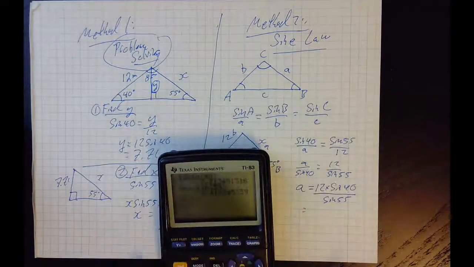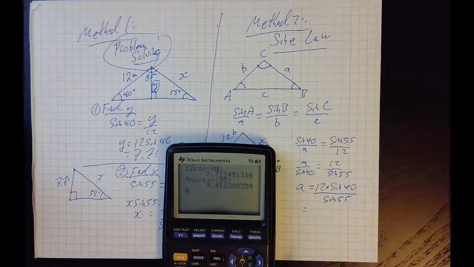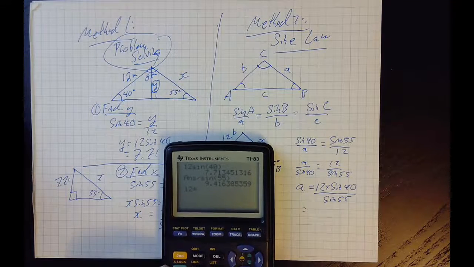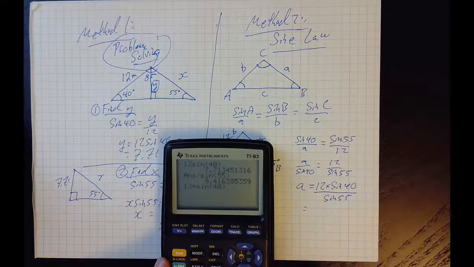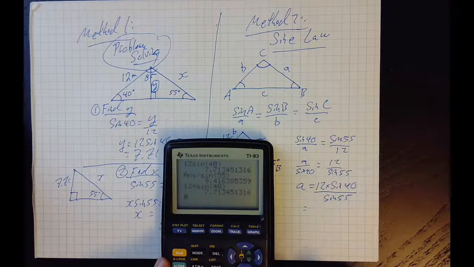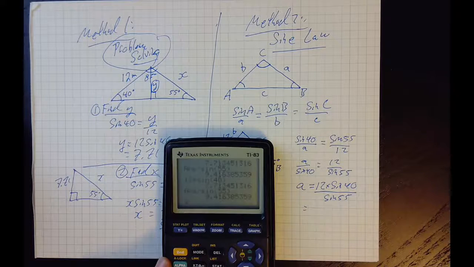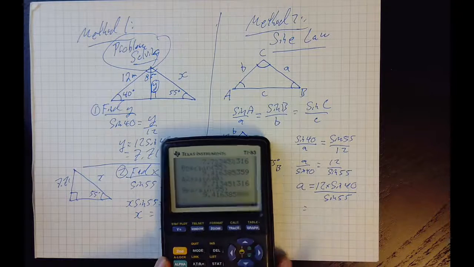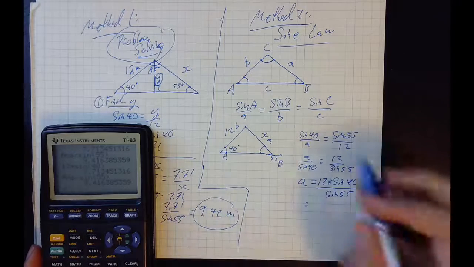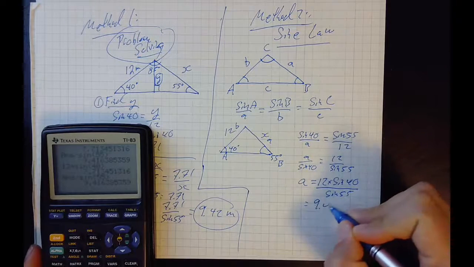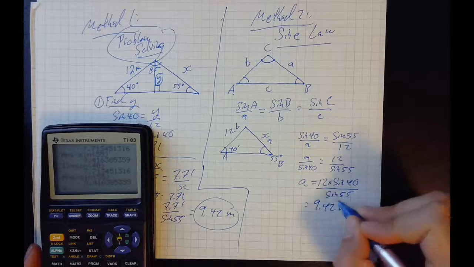Okay, we can actually calculate that all at once here. Let's see what we get. Okay, so I'm going to do 12 times sine of 40, and then I'm going to hit equals and divide that by sine of 55. And notice we get 9.416, which is exactly the same as we got over here when we solved it originally. So 9.42, if I round that, meters.